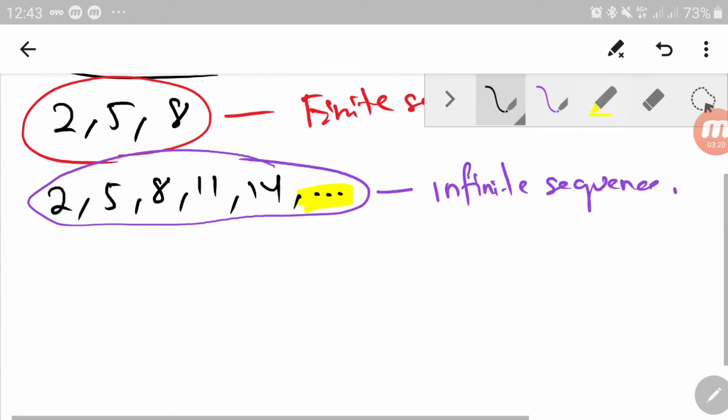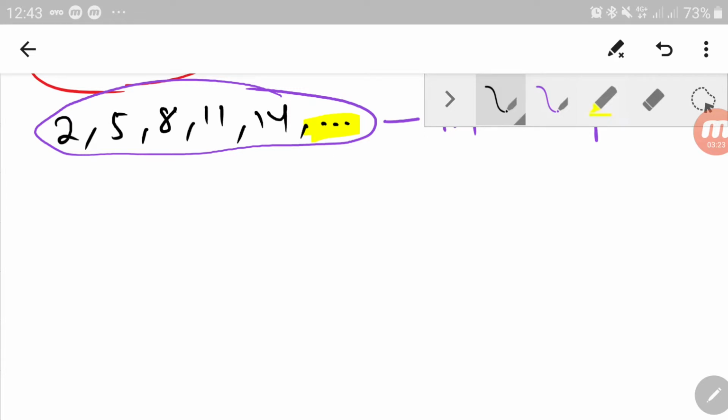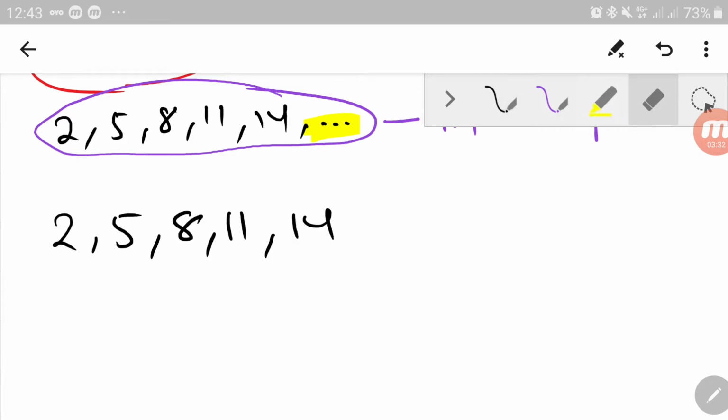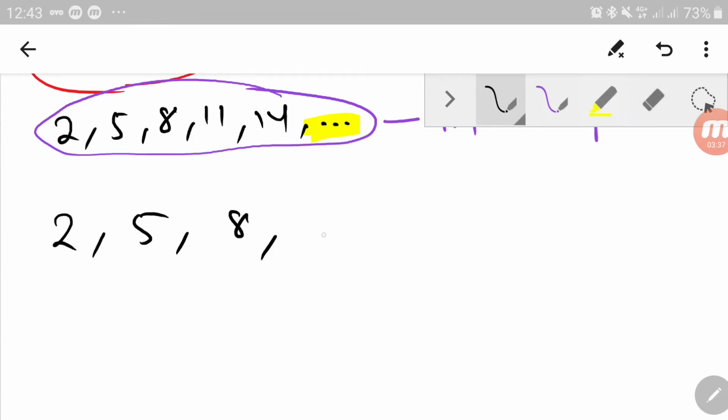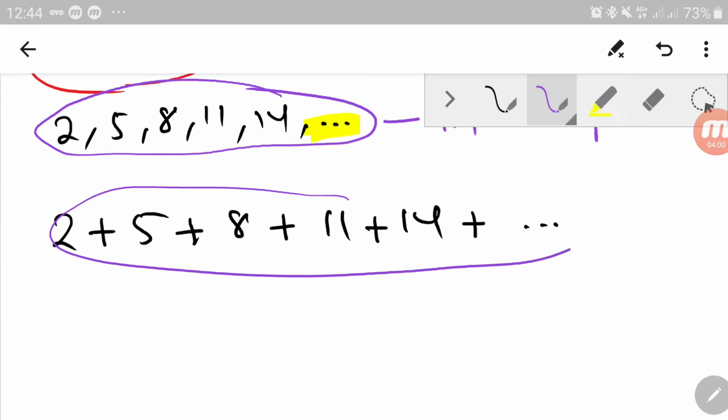Now, how about series? What is the difference between series and sequence? Easy, we just copy and paste everything. Maybe I need to put a gap between them. 8, 11, 14. Now, what's the difference between sequence and series? Simple. We get rid of the comma, and we put plus or minus between them. So this is what we call a sequence.